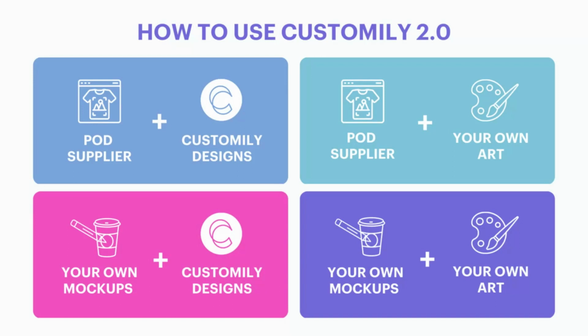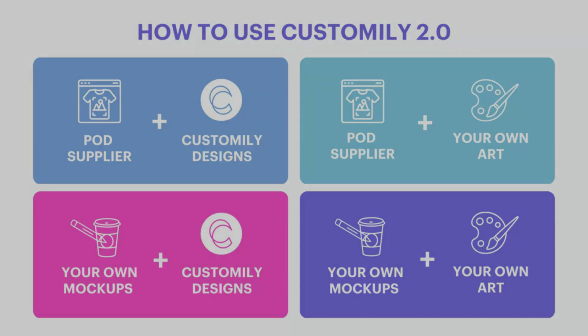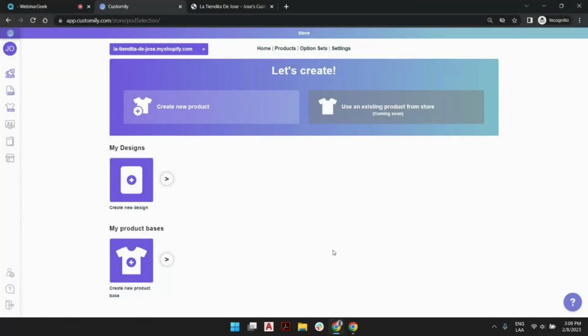Now that we have seen the different alternatives and we have that clear, how about we create some products together? Okay, I'm guessing you can all see my screen now. And so let's start with the beginning. And let's imagine I'm a Shopify store owner. I want to start selling personalized products and just install Customily to try it out.